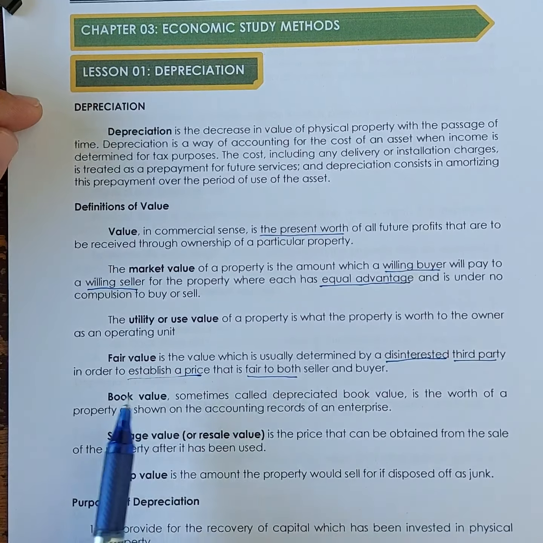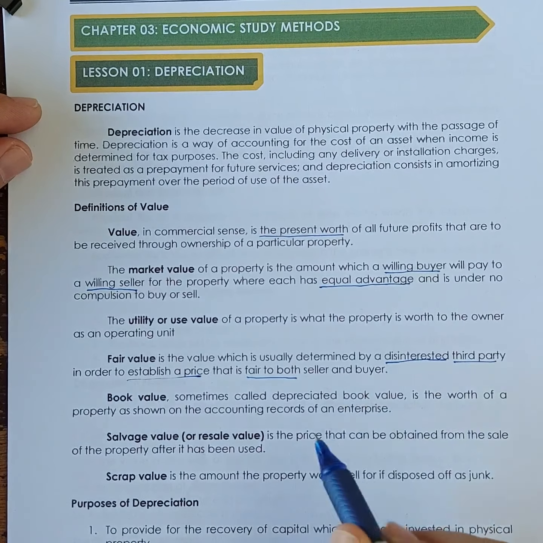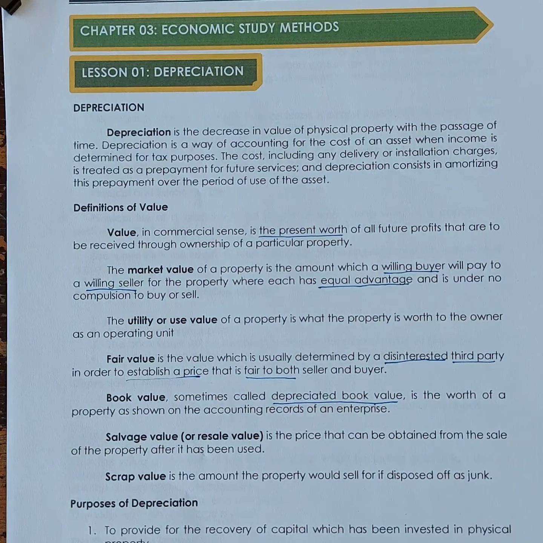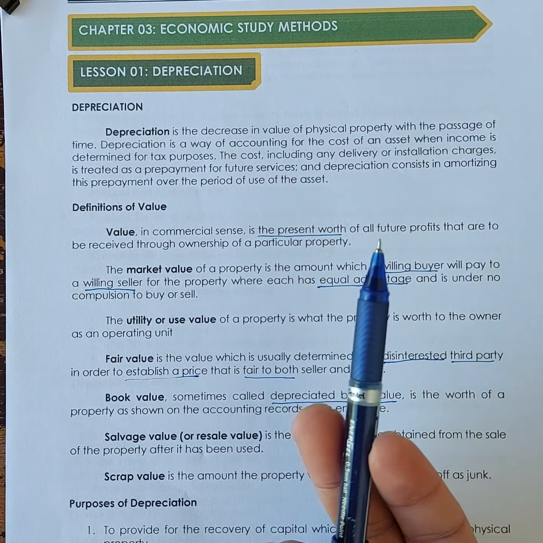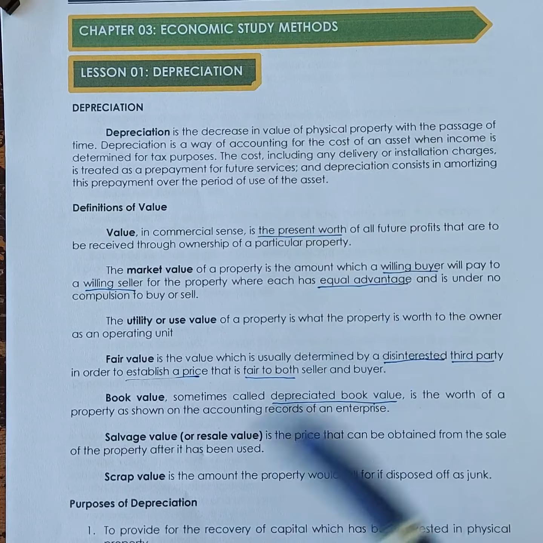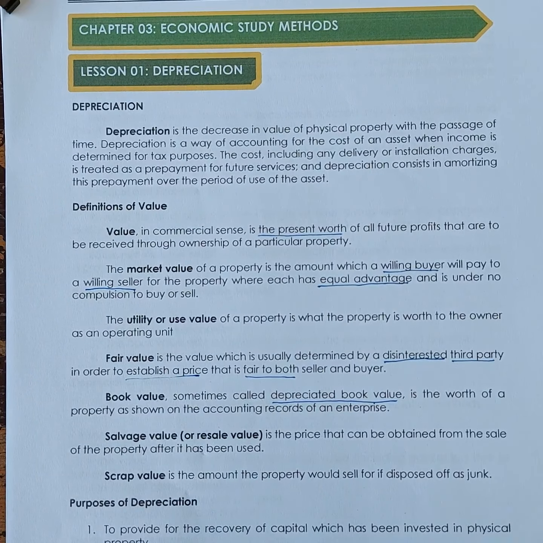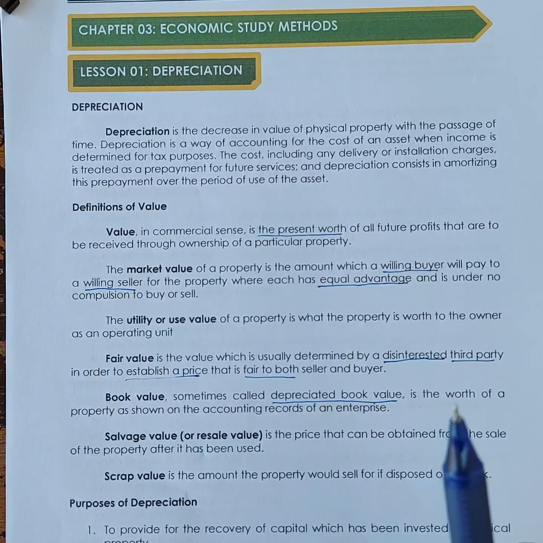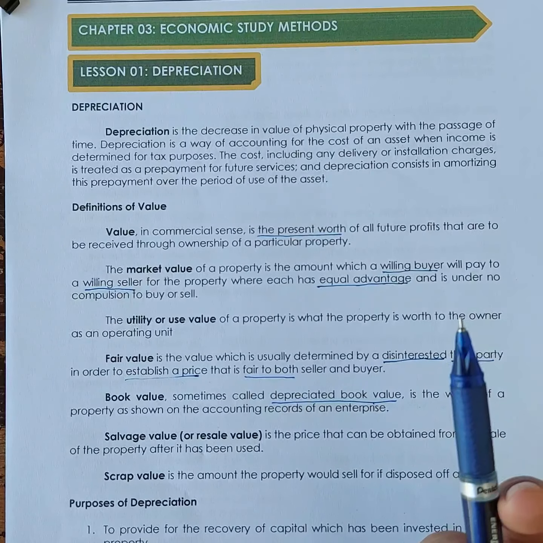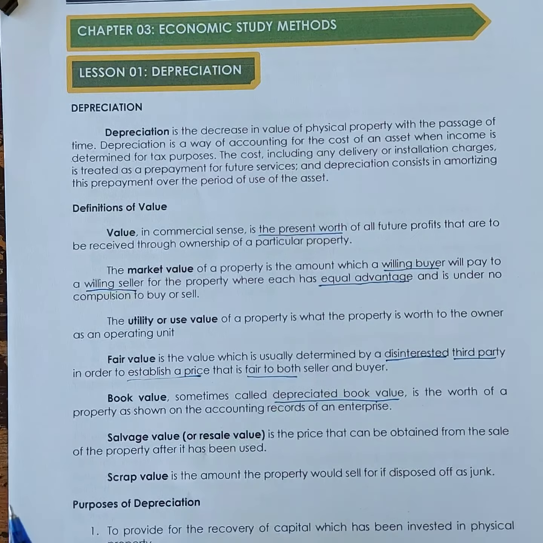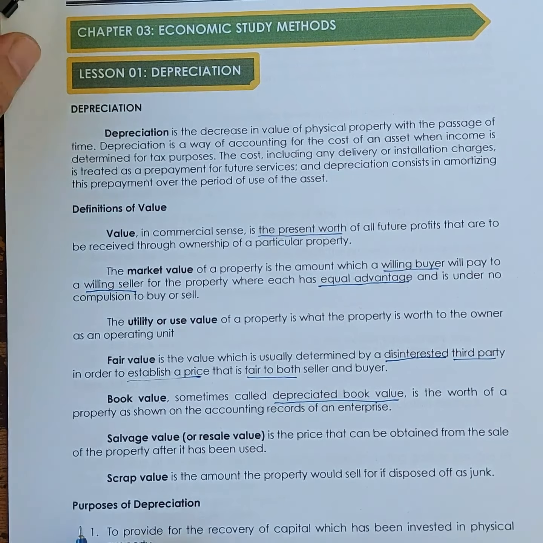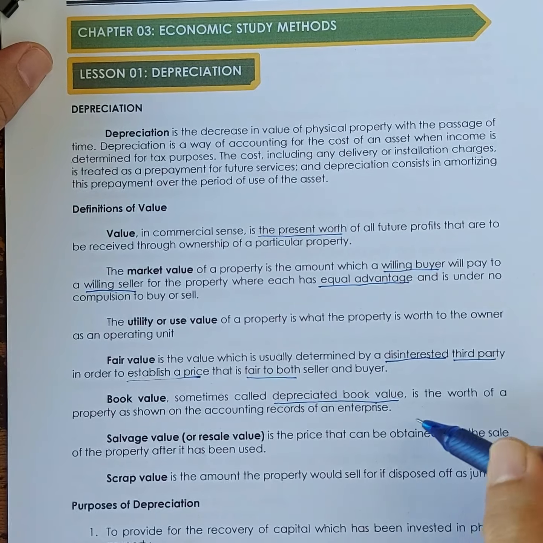Next would be book value. So book value, sometimes called the depreciated book value, is the worth of a property as shown in the accounting records of an enterprise. So for example, you bought a property, a building, or a laptop or a cell phone. Okay, so after 1 year of use, syempre hindi na yun yung original price na pinambili mo. So nag-depreciate na yung value niya. Okay. So yung price niya after 1 year of usage, yun yung book value. We call that the book value.